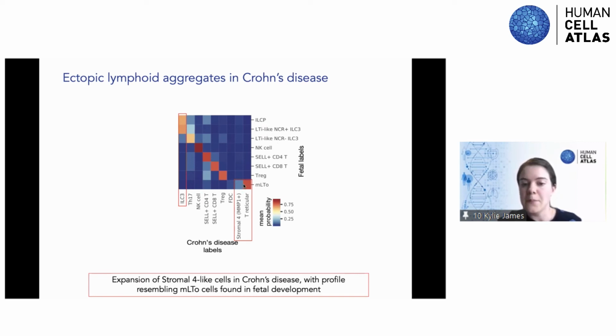And there was also a high probability of equivalent signatures with our MLTO cells in the fetal gut with populations of stromal cells in the Crohn's disease samples. And in particular, I just wanted to highlight this stromal 4 population, which we found was highly enriched in the Crohn's disease samples compared to the controls. And other papers by Alison Simmons in particular have also shown equivalent populations enriched in their studies of inflammatory bowel disease with single-cell RNA sequencing.